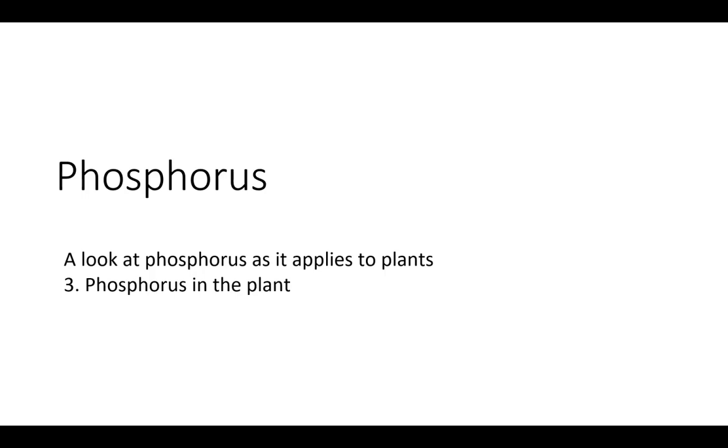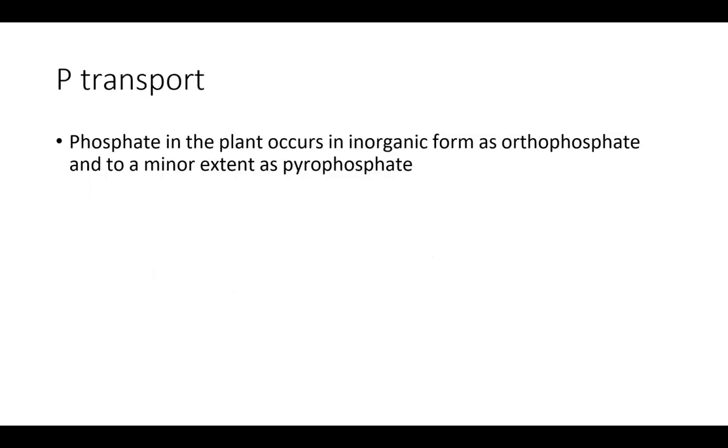Phosphorus. A look at phosphorus as it applies to plants. This is part 3. We're going to look at phosphorus in the plant. Phosphate in plants occurs in inorganic forms such as orthophosphate and to a minor extent as pyrophosphate.